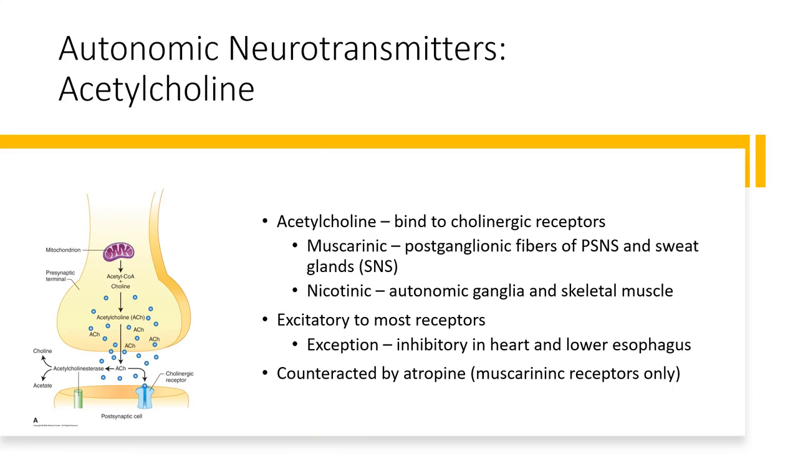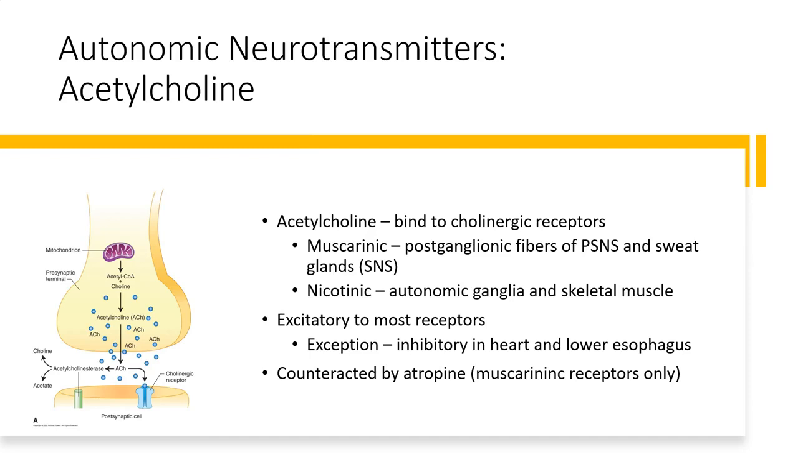Acetylcholine binds to cholinergic receptors. We have two types of cholinergic receptors. The first are muscarinic cholinergic receptors. These are found on the postganglionic fibers of the parasympathetic nervous system, and they're also found on the sweat glands in the sympathetic nervous system, because remember that one exception in the sympathetic nervous system where acetylcholine is released at the level of the sweat glands. But this is a sympathetic nervous system action.